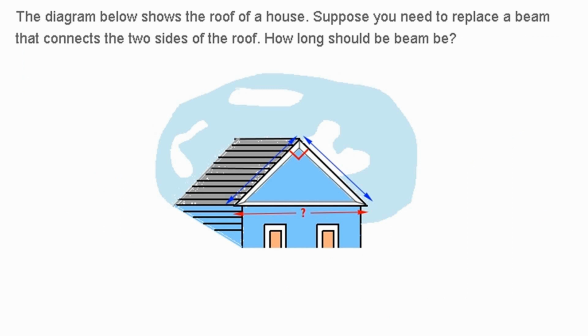Let's apply our lesson to a real-life problem by answering this worded problem. So, for the first example, the diagram below shows the roof of a house. Suppose you need to replace a beam that connects the two sides of the roof. How long should the beam be? Okay? So, for example, ito yung given natin, 4 square root of 32.